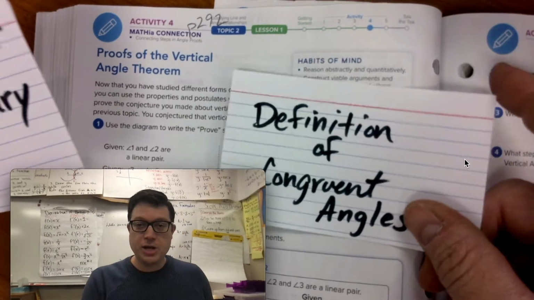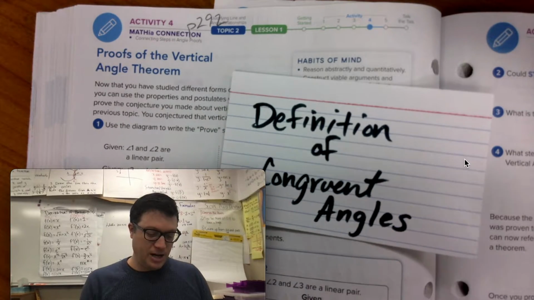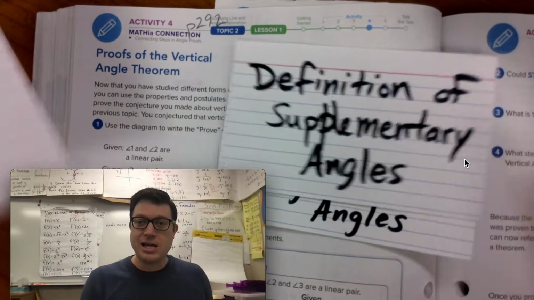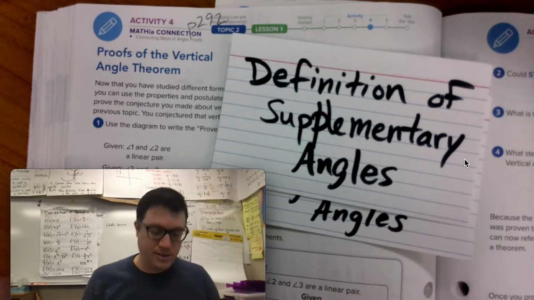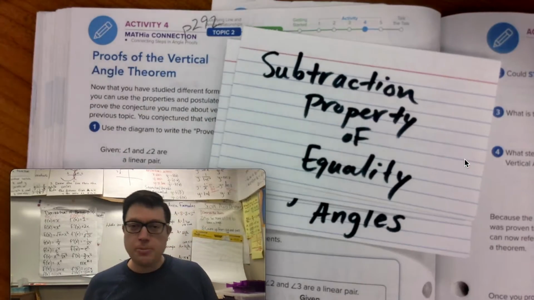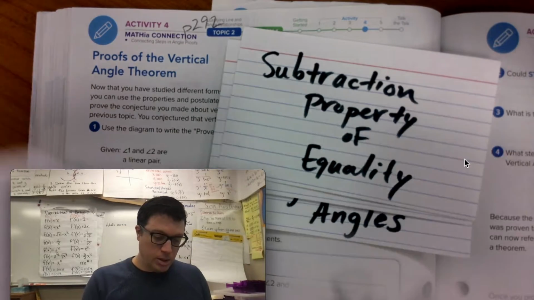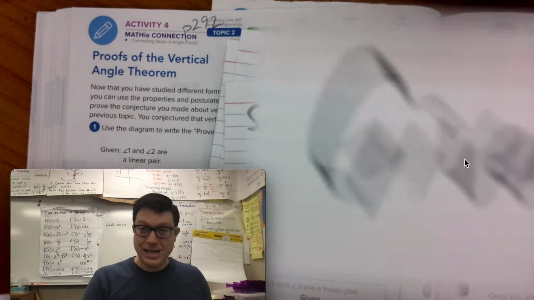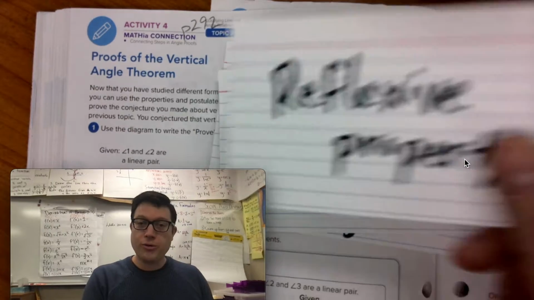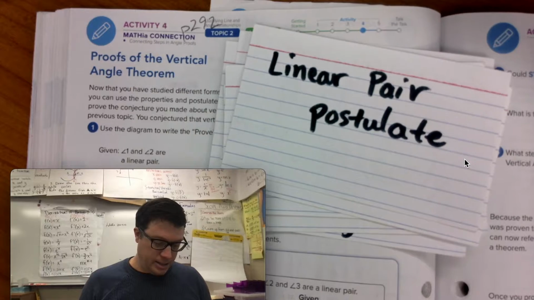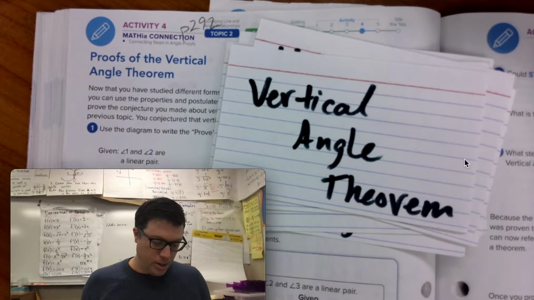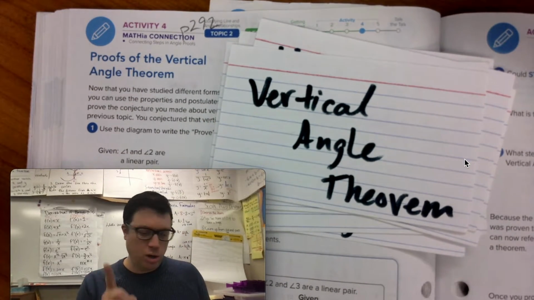So find the definition of congruent angles, make the definition of supplementary angles. This is me making it for the first time with this activity. Subtraction property of equality, substitution property, given, reflexive property, linear pair postulate, and vertical angle theorem. I believe we're going to need all of those.